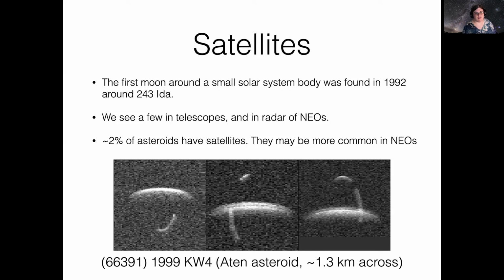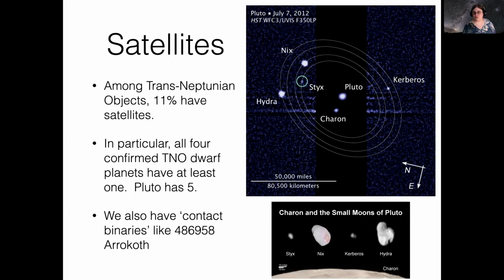Now, we also can find a few in telescopes, especially the big objects. And the interesting thing is 2% of asteroids have satellites. They seem to be slightly more common in near-Earth objects, which, if they're created by the asteroid spinning up and launching stuff from the surface due to the YORP effect, makes sense that we'd expect to find them in regions where sunlight is stronger. Trans-Neptunian objects are different than the main belt, though.